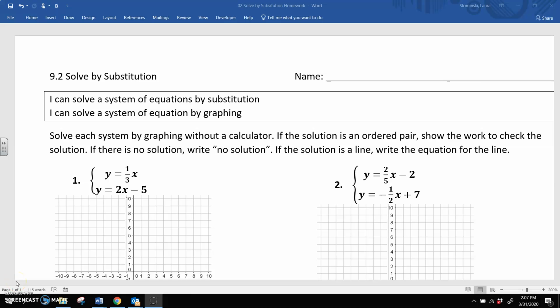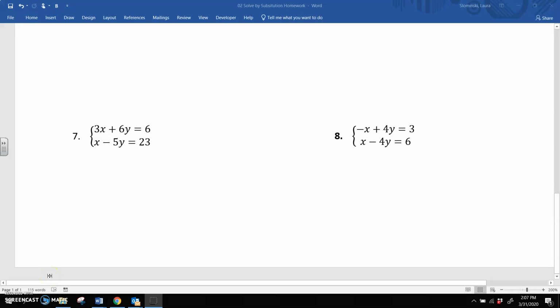Here I'm going to look at the 9-2 assignment, and we're going to do number 8 together. So if we look at number 8, we see two equations. And again, when we're solving by substitution, we're going to pick the one that's easiest to solve for. In the bottom equation, I see the x all by itself, so I'm going to solve for that.